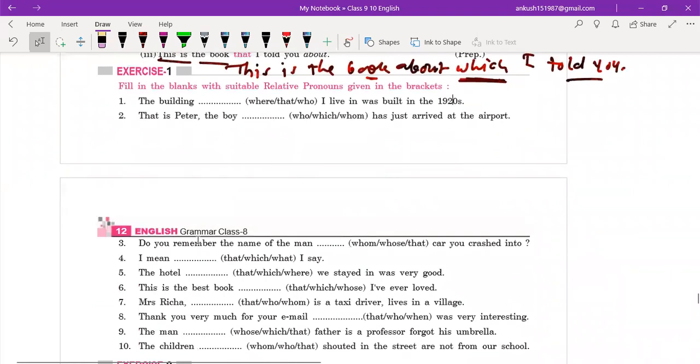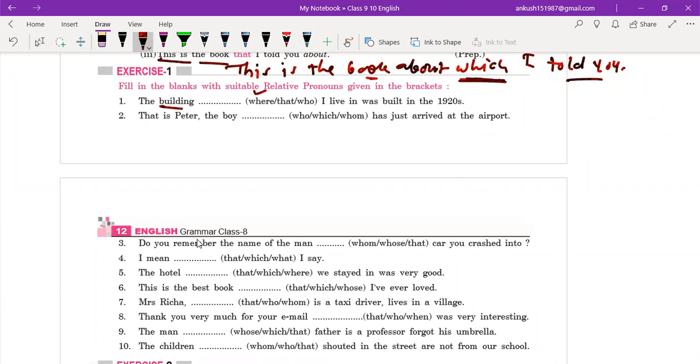Yes, sir. Exercise number 1. Who will tell the answer? First one, the building. Sir, can I say? Bhargav? Yes, Bhargav. Sir, where will come, sir? Why where?